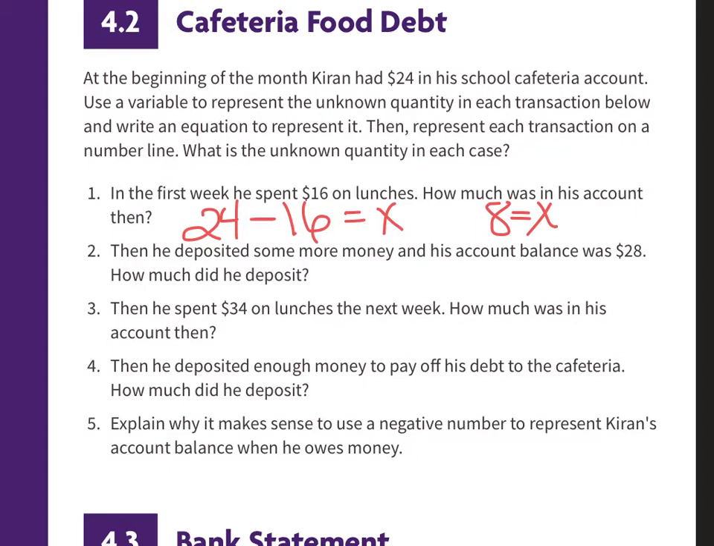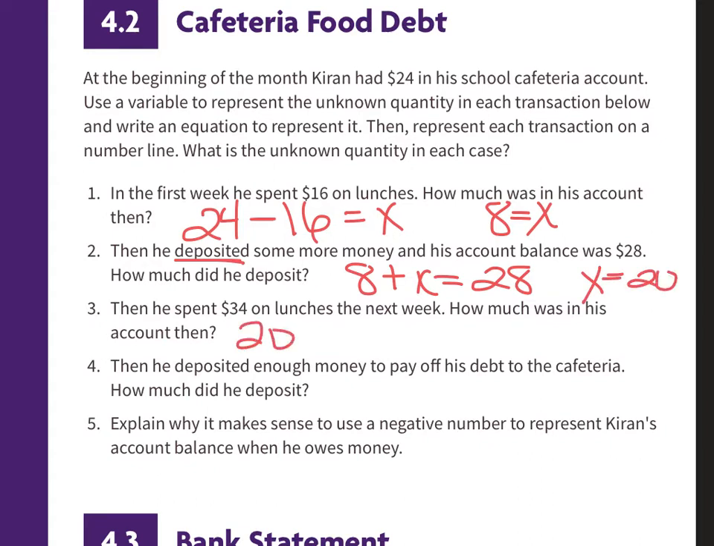Then he deposited some more money into the account, and his balance was 28. So we have $8. He deposited more money, but we don't know how much. Deposit means we're going to add, so 8 plus X. And then his account was 28, so 8 plus X equals 28. Well, 8 plus what will give me 28? $20 does. So X equals $20.